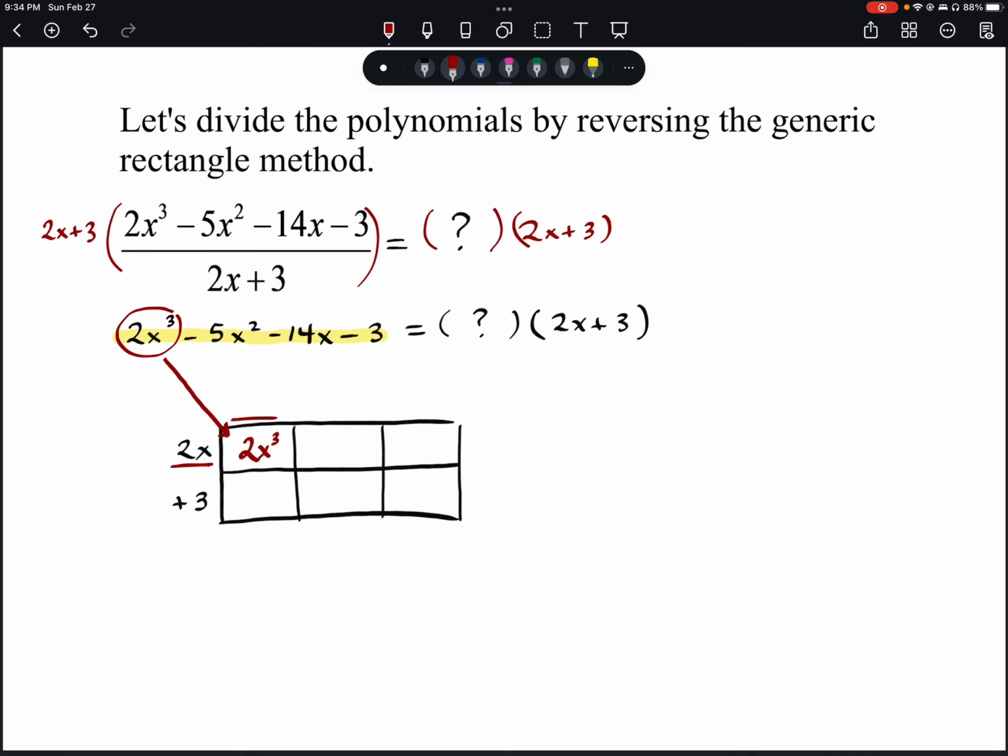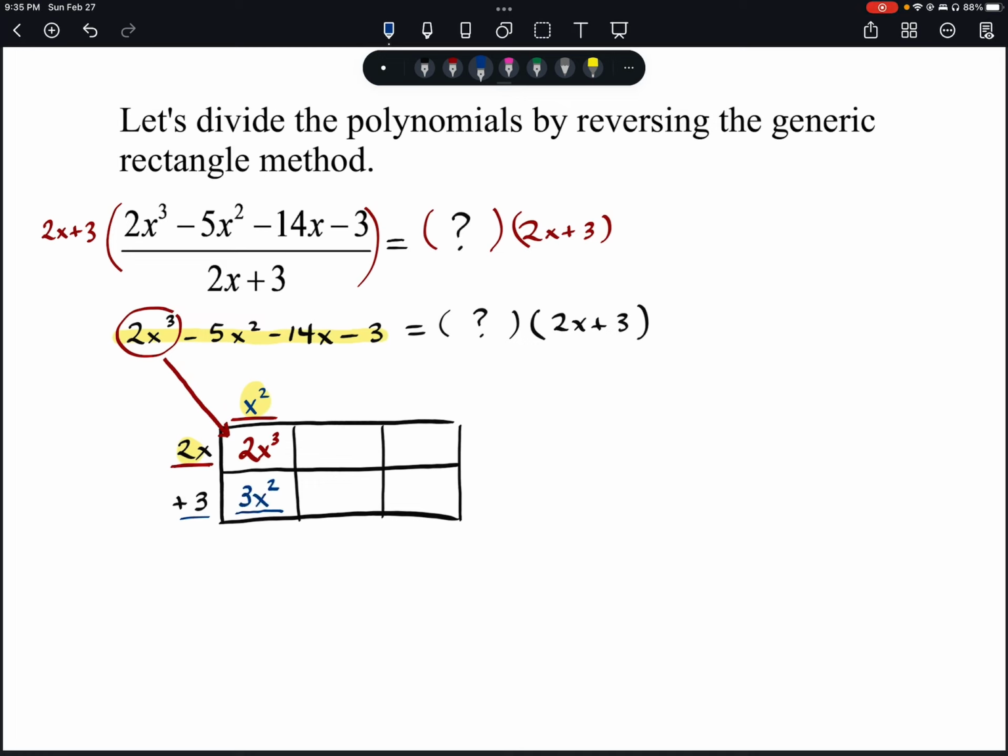So what we'll ask ourselves then is this question: 2x times what gives us 2x to the third power? Well, we know that this would have to just be an x squared right here. So then we'd say, all right, well, x squared times this 3 should give us this information down here. So we know this has to be a 3x to the second power.